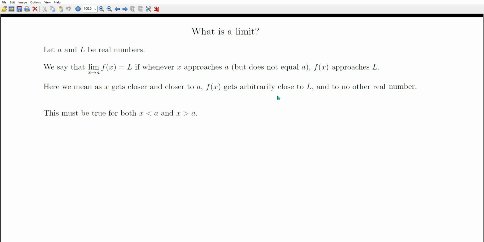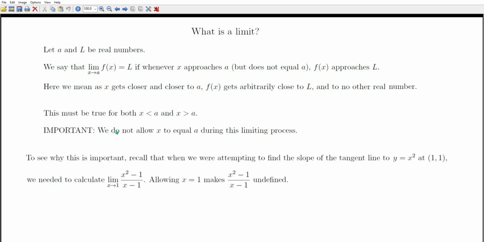What we mean here is f of x must get as close as anybody can imagine and then some to L, and there can be no other real number with that property. So if there is a limit, it's unique. It's also important to note that this has to work both when x is less than a and when x is bigger than a. We do not allow x to be a during this limit process.